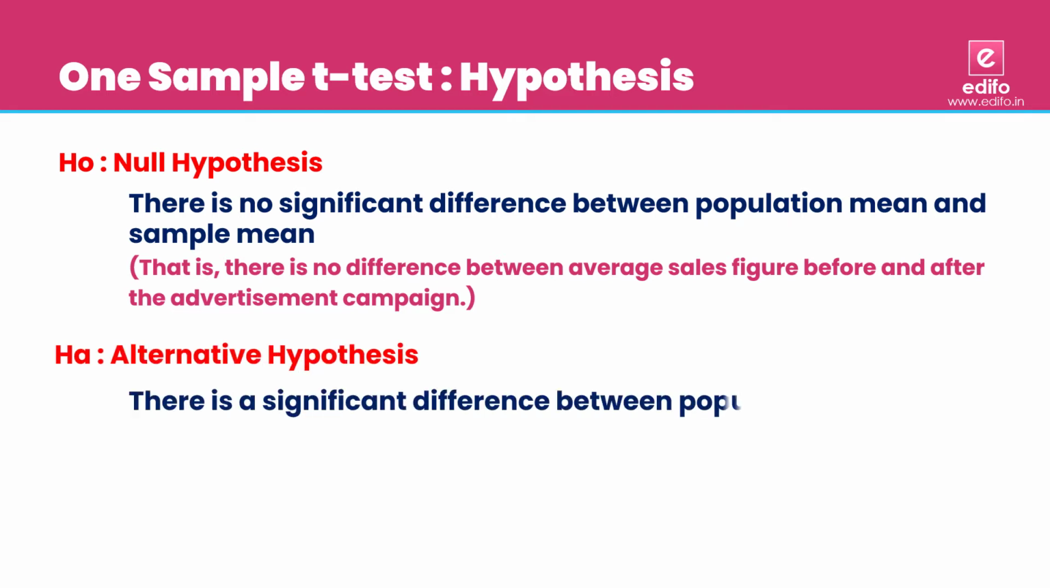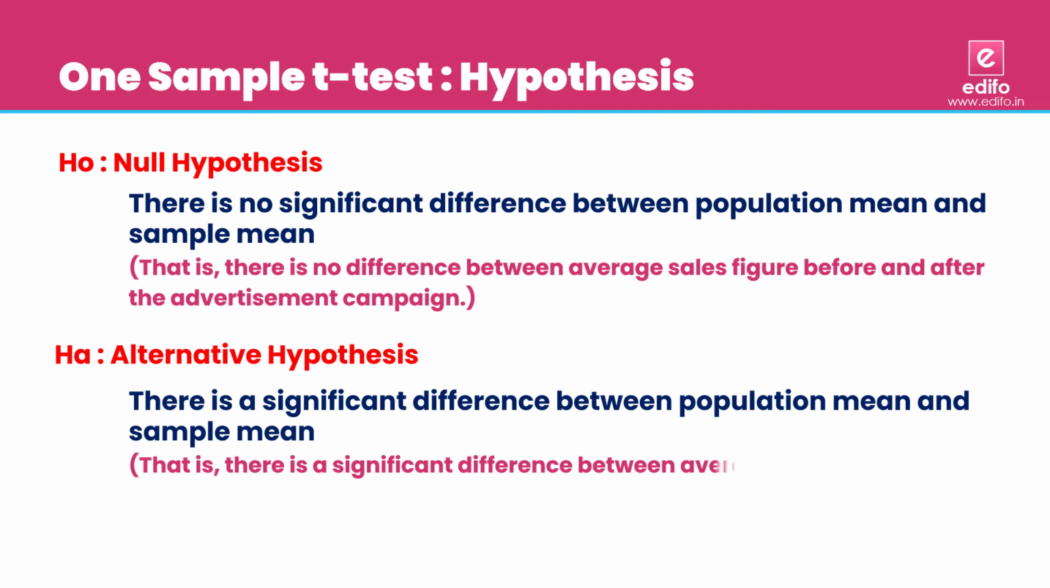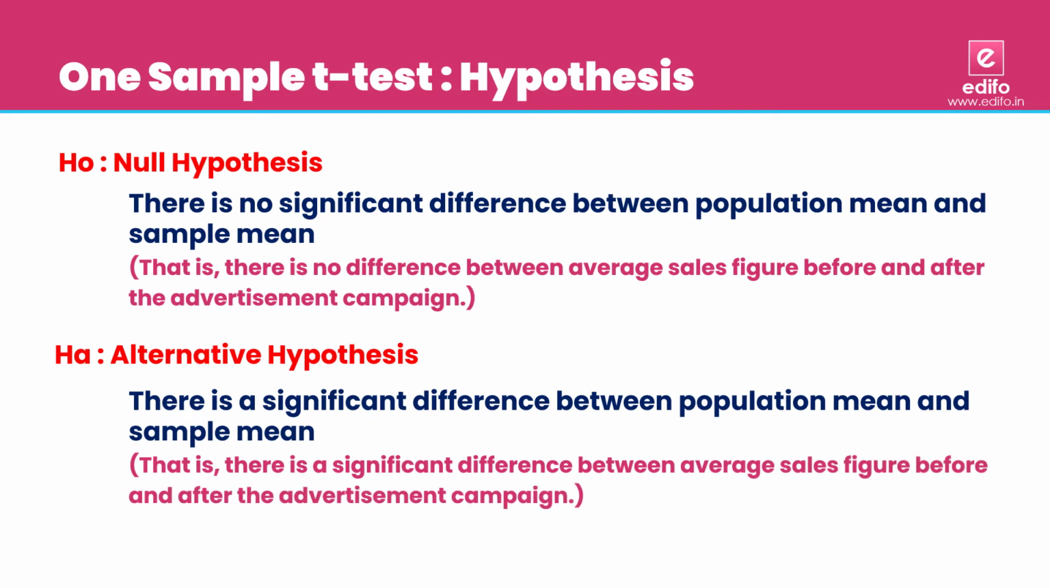There is a significant difference between the population mean and the sample mean. That means there is a significant difference between the average sales figures before and after the advertisement campaign. That is, between the figure before the advertisement campaign and after the advertisement campaign, we can see a difference. So now we are going to test the hypothesis using Excel. Let's move to Excel.